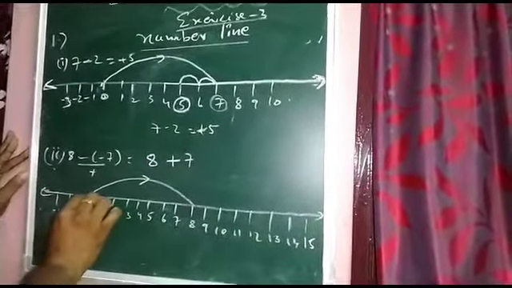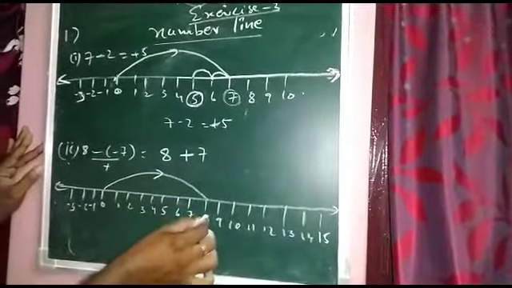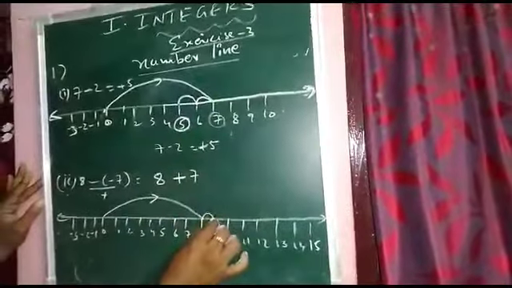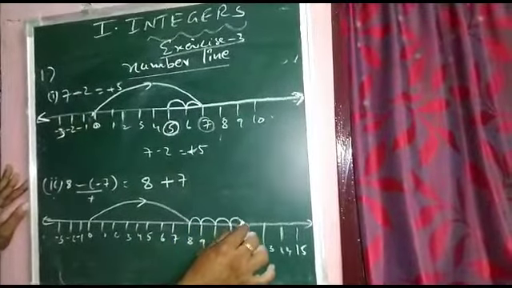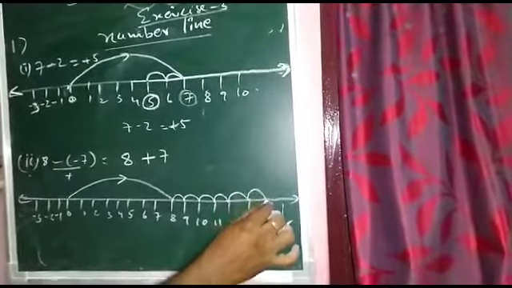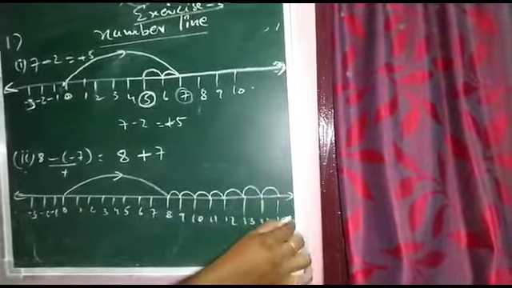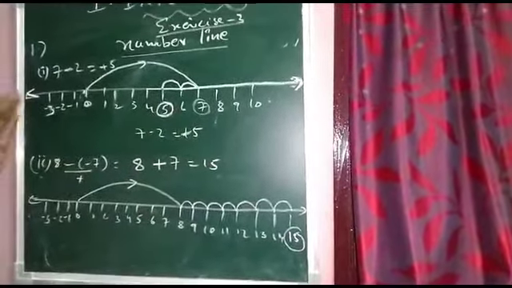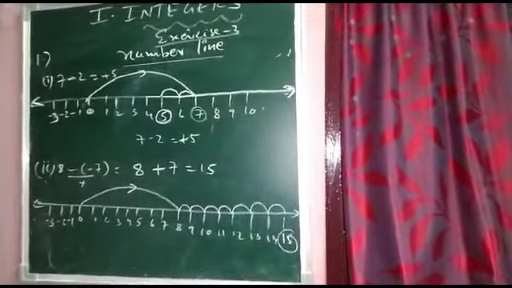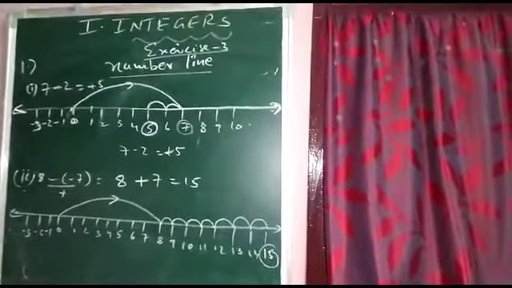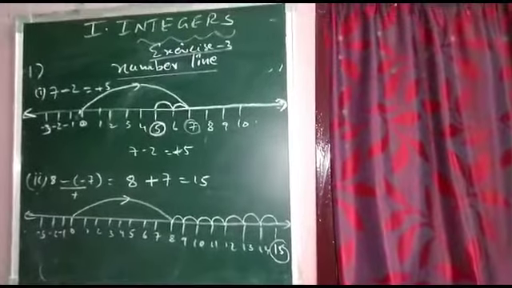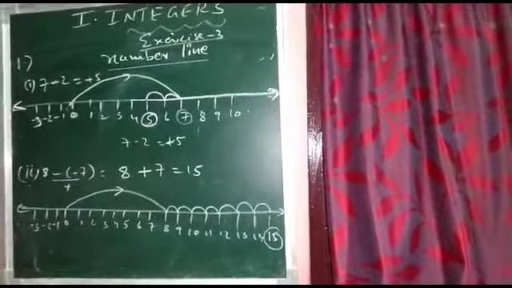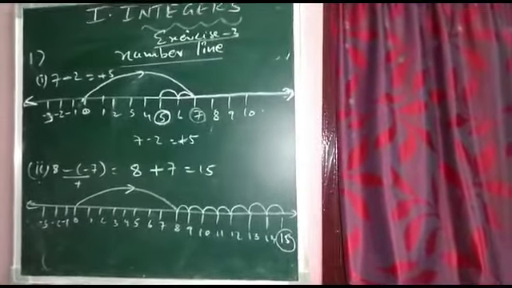Now see. First we draw a line 0 to 8, one line. After that how many points do you want to move? 7 points. 1, 2, 3, 4, 5, 6, 7 points. The answer is 15. 8 plus 7 is equal to 15. Like this way you will do the remaining number line sums. And then the second question is also the same model, you try to do it. Now we are going to the third question.